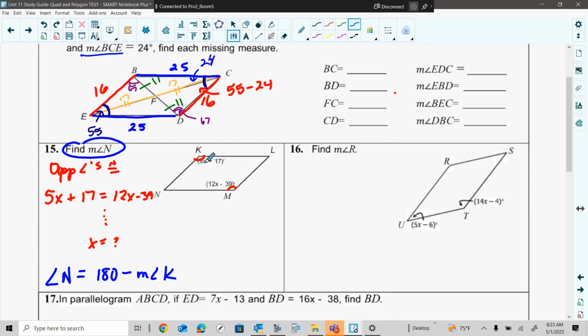So 15 is doing opposite angles. 16 is using consecutive angles equal 180. So your angle U plus your angle T is going to equal 180. This is the same thing. You have to solve for X and then plug it back in. There's multiple steps here.